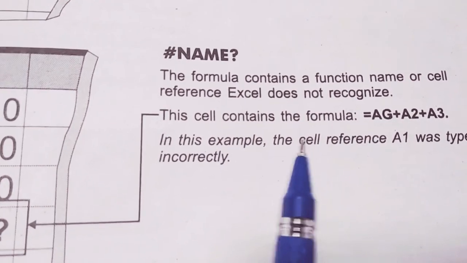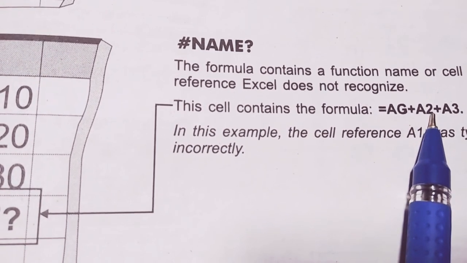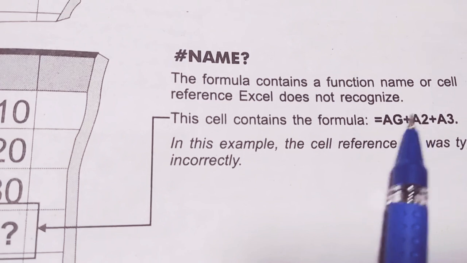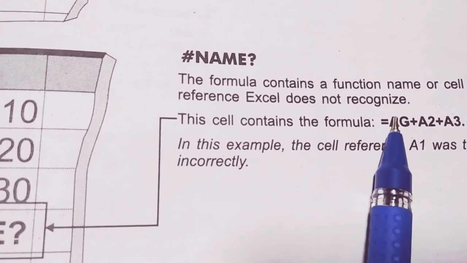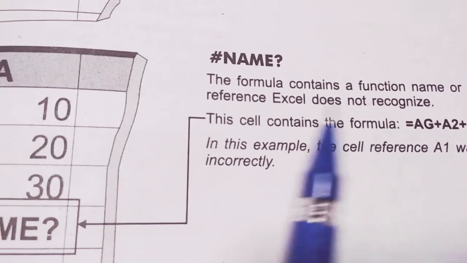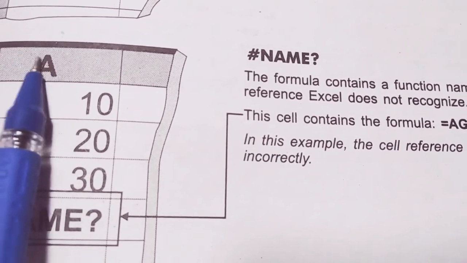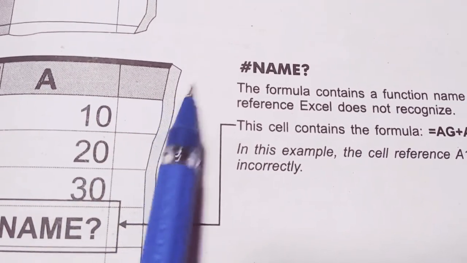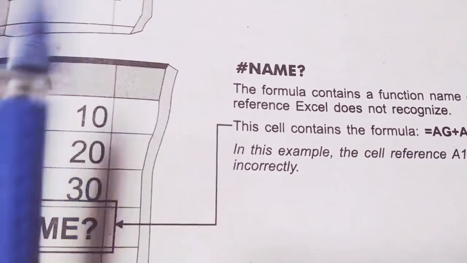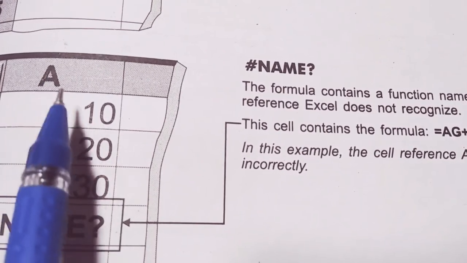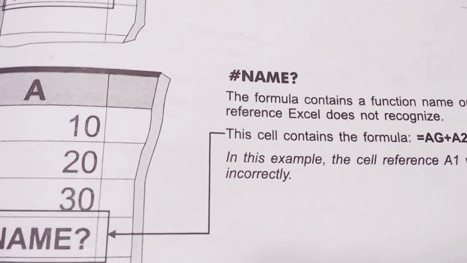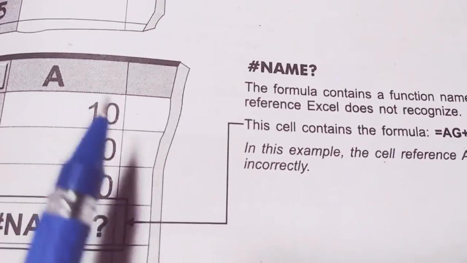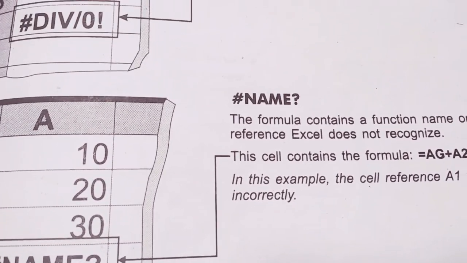This cell contains the formula AG A2 plus A3. A2 and A3 are correct addresses, but what is AG? AG is wrong, because we have already mentioned that A alone is only the column and the row is not present here. When we generate an address, we need row and column. The combination of row and column is called a cell. So always remember it.